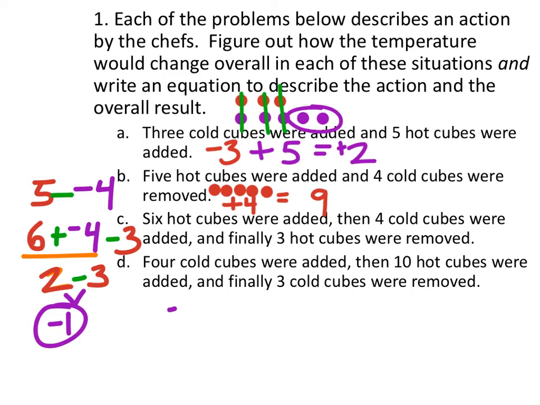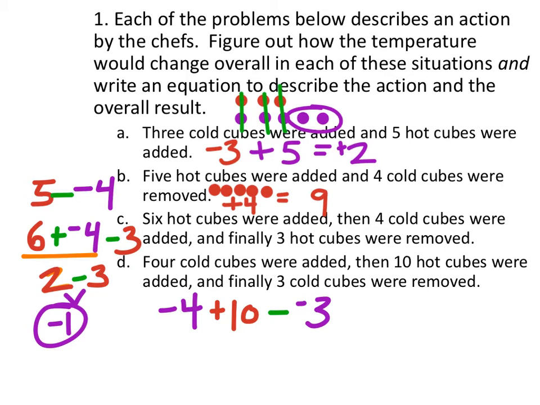Finally, part D, 4 cold cubes were added. So cold cubes, that's negative 4 right there. Then 10 hot cubes were added. So we're going to add 10 hot cubes. And finally, 3 cold cubes were removed. So they're being removed, so we're subtracting that. And they are cold cubes, so we're going to show that as minus negative 3.